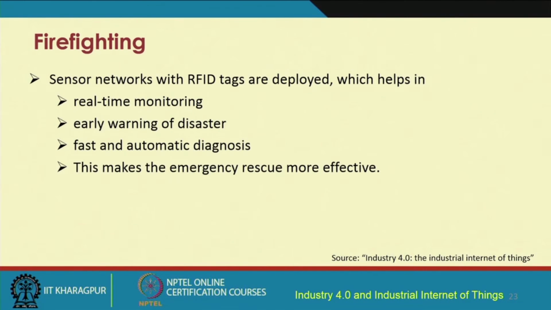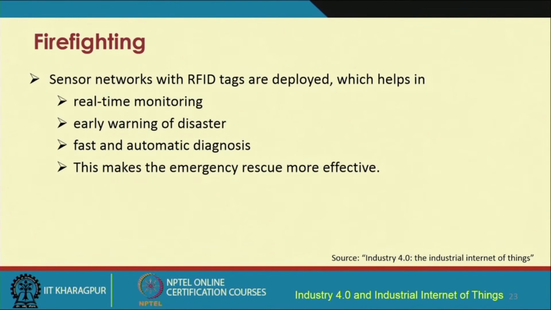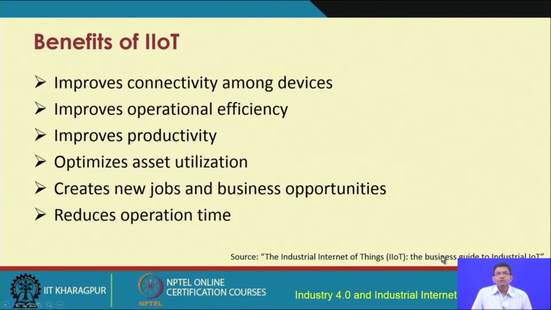Firefighting also makes a lot of use of different IIoT technologies. Sensor networks with RFID tags can be deployed to help in real time monitoring of fires in the industrial workspace, or even in other areas such as different buildings, homes, and so on. Early warning of incoming disasters is also possible with the use of IIoT in the firefighting application domain. The last thing is the automatic and fast diagnosis of the different faults that can happen, which can also be performed efficiently and promptly with the help of IIoT technologies.